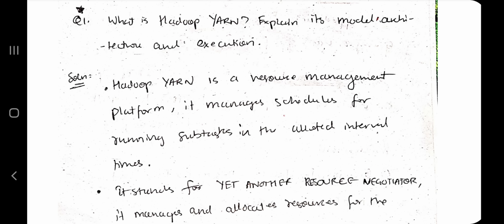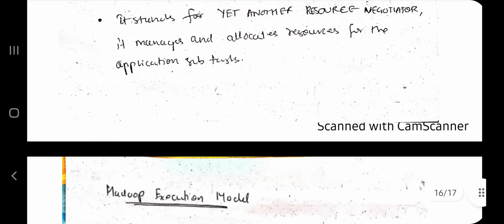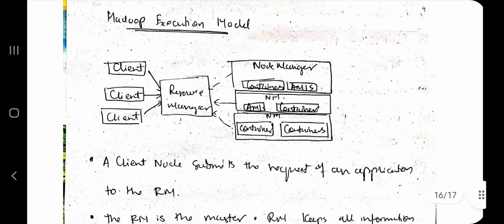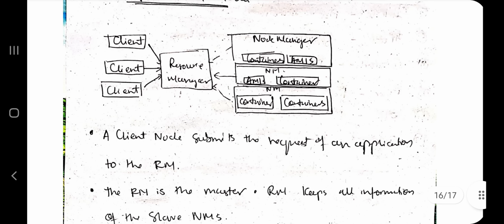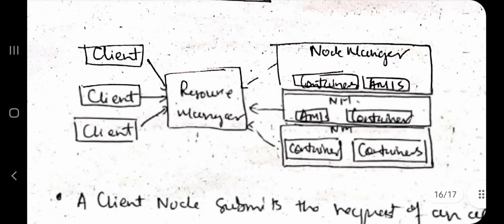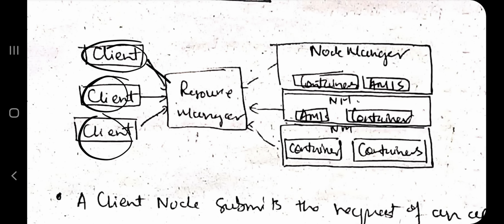Next is explain the model architecture. Let's see what a model architecture and its execution is. In execution, here also it's the same thing. Client requests something to the resource manager. It gives it to the node manager. It does something and returns back. So let's see what is actually present here. You have to make it in the same way. Clients are there. They make the request to the resource manager. It will decide whether the task is performable or not, and it will give the task to the node managers.